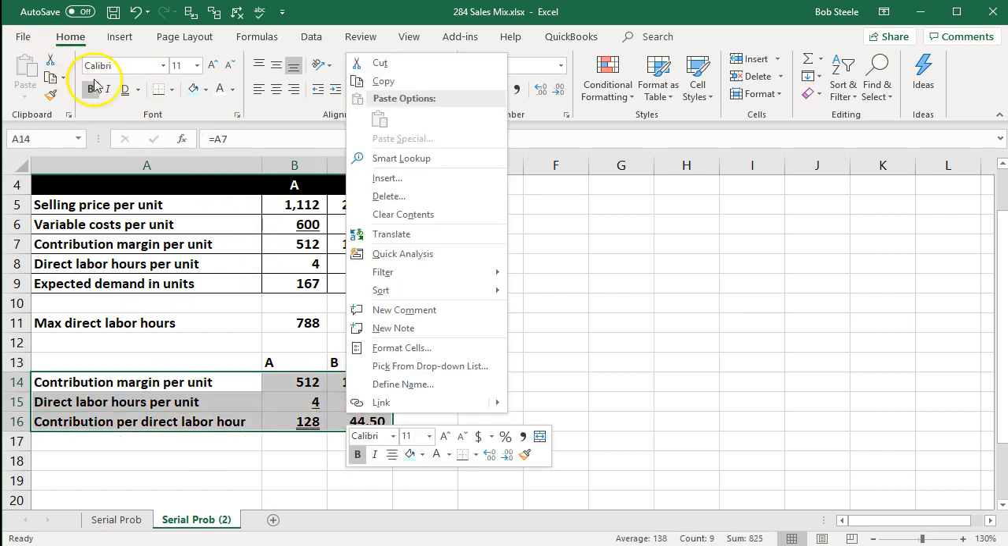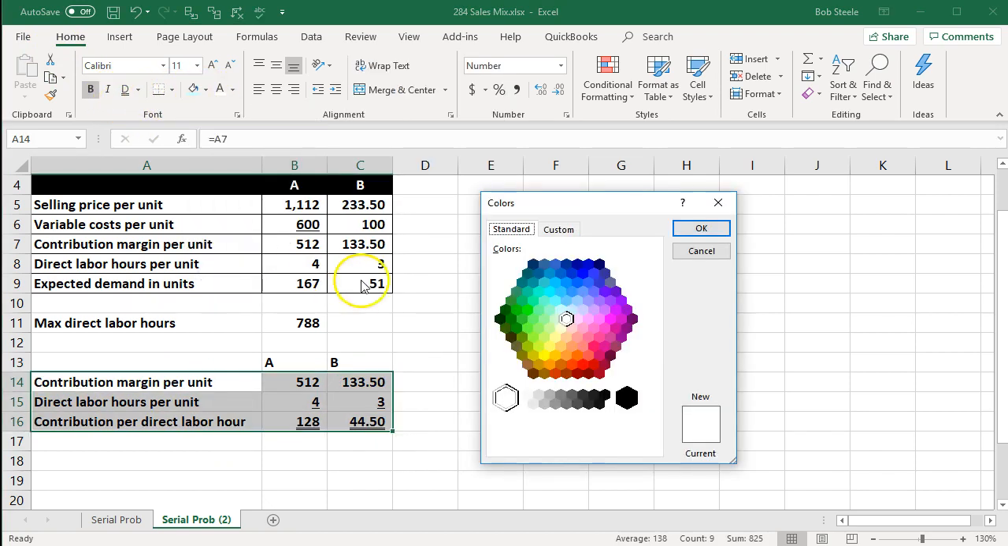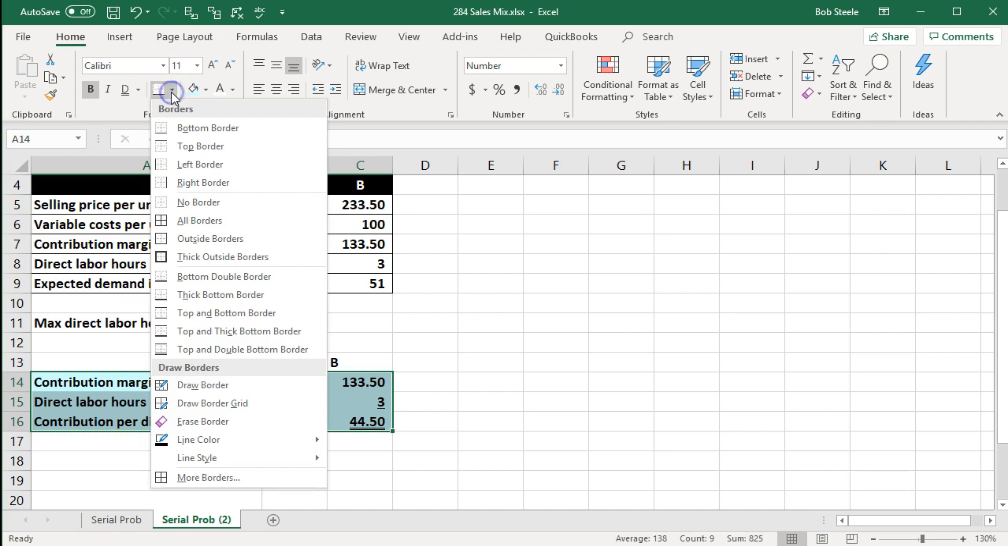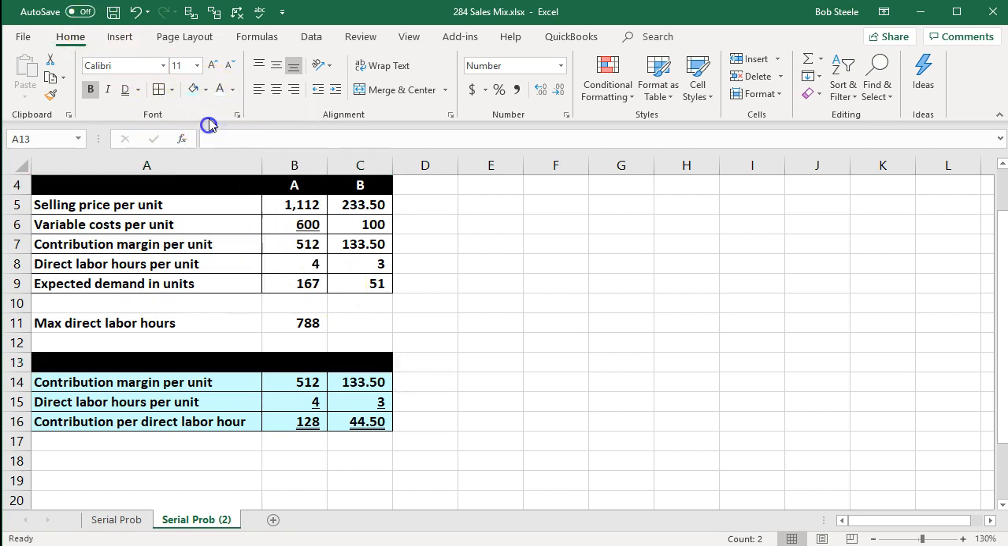I'll make it home tab, font, and the color blue by going to the wheel here, standard, make it blue. Going to put brackets around it, home tab, font. We're going to go to the borders, all borders. I'll highlight this top item. We'll go to the home tab, font group, black and white. I'm going to center, home tab, alignment, center.